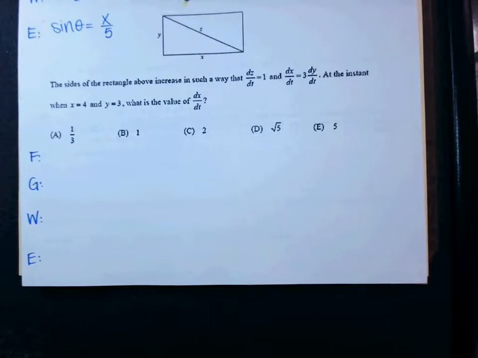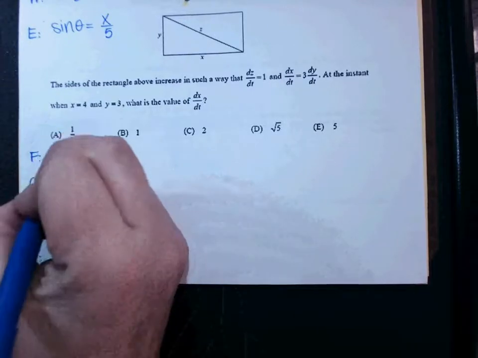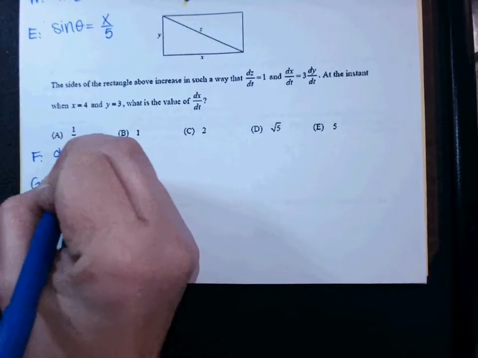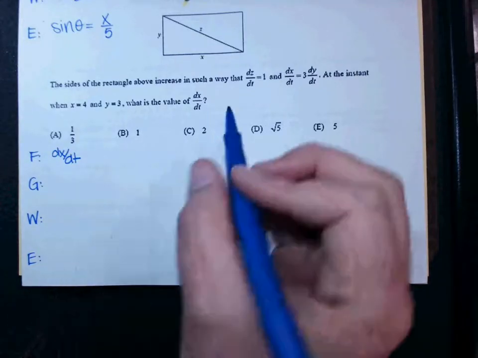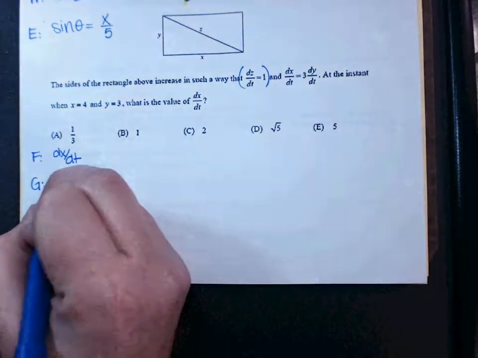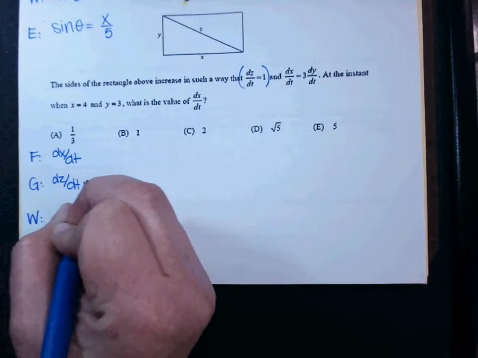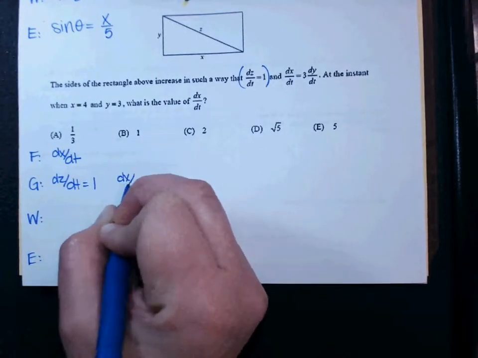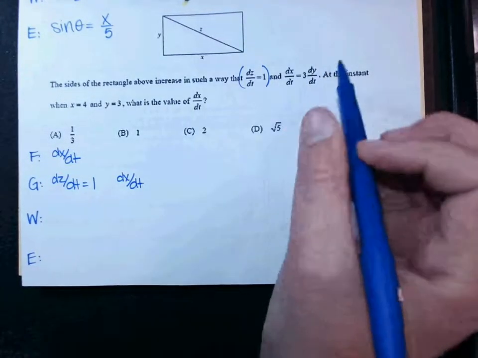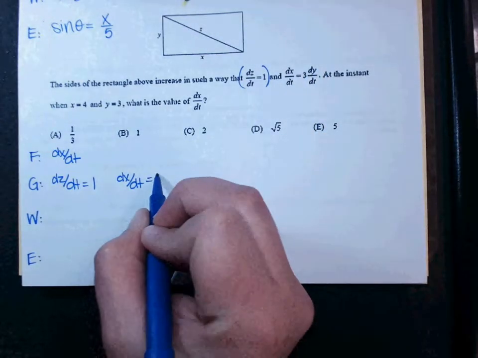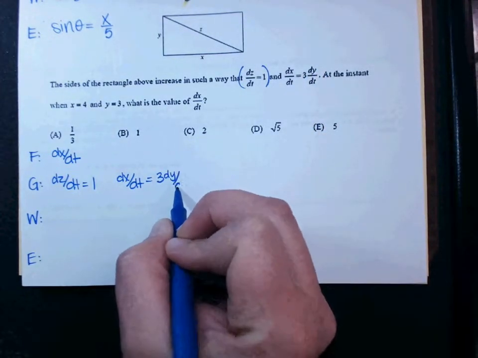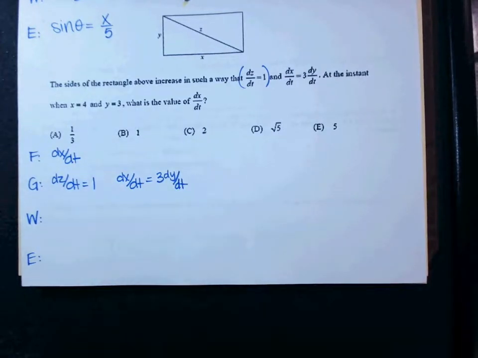Find given when. What do we know? We're finding dx dt. What were we given? dz dt is 1. dx dt is 3 times dy dt, which is kind of weird, but just write it down. So we know whatever dx dt is, it's triple whatever dy dt is.